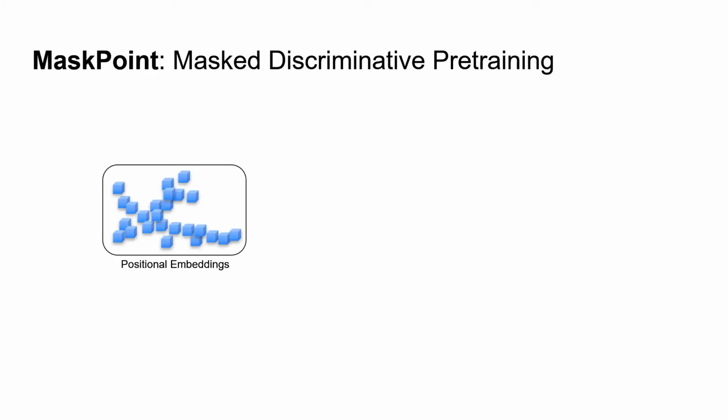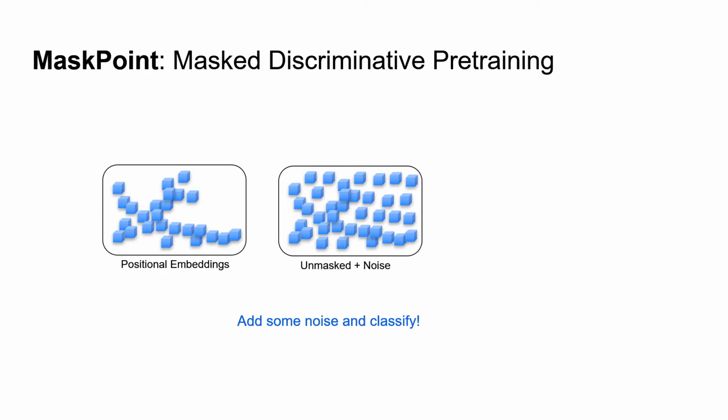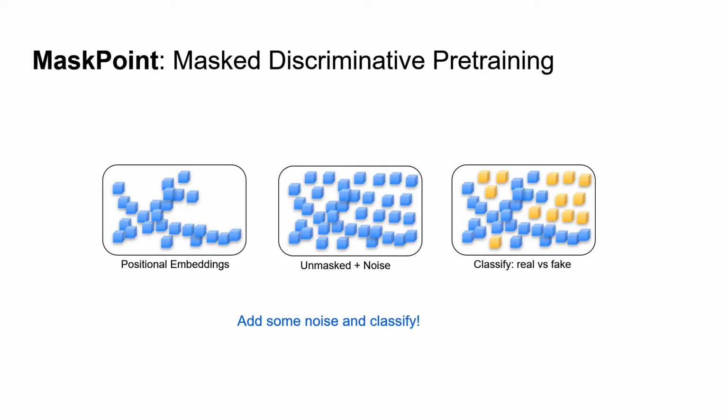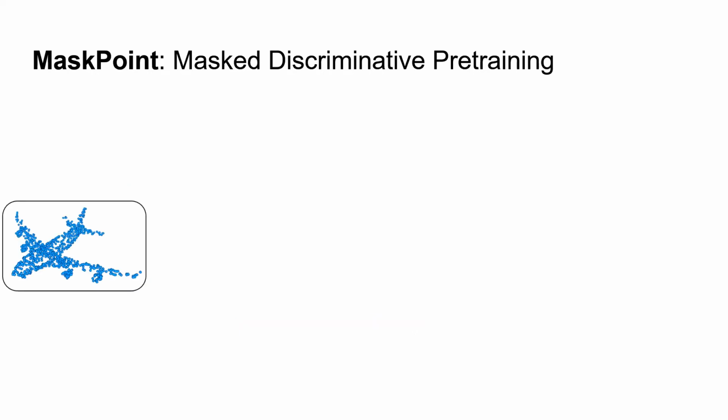To solve this problem, we propose to not only feed the unmasked point clouds, but also randomly sample some noisy patches to feed into the decoder. Instead of using a generative task, we train the model to classify the input points as real or fake. To this end, we propose Mask Point with our novel masked discriminative pre-training objective.